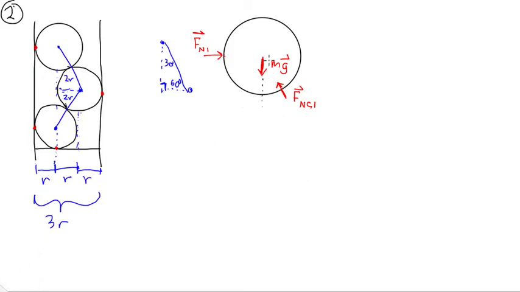And that's 30 degrees there. So now, if we want to do an FBD of the top cylinder, then what we're going to have is this. You're going to have mg acting down, you're going to have the normal force from the wall at point 1, okay? And then you're going to have this FNC1, which is a horrible name, but whatever, okay?